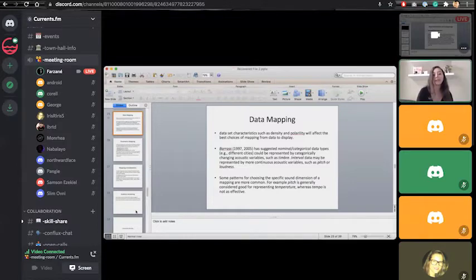And then we have Barrass. I'm super sorry for mispronouncing. As a result of his research, he said that nominal or categorical data types could be represented by categorically changing acoustic variables such as timbre. And something like interval data may be represented in more continuous variables such as pitch or loudness. So here we see why it was important to know categories of data, so that now that we're using it as a tool, we have an idea of what's going on.